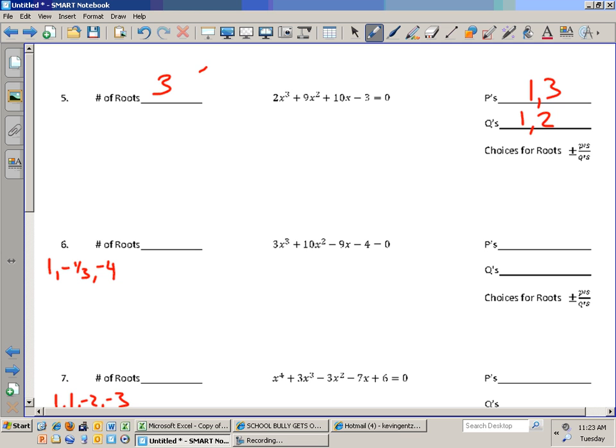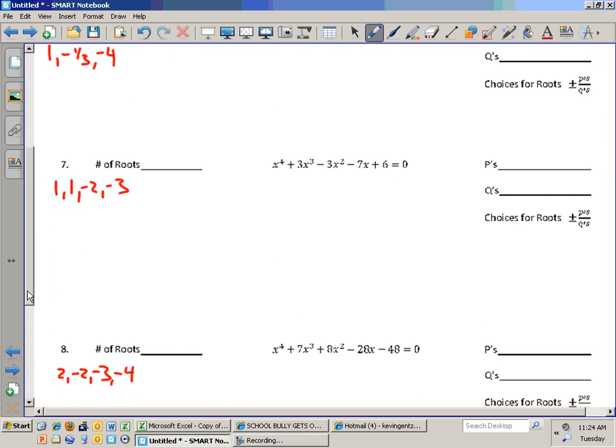So when you look for the p's over the q's, you have to divide each p by each q. So 1 divided by 1 is plus or minus 1, and then 1 divided by 2 is plus or minus 1/2. Then I move to my second p. 3 divided by 1 will be plus or minus 3, and 3 divided by 2 will be plus or minus 3/2. So those are your choices, and I want to make sure you can list your choices. It'll help you in the long run. So that's this example, okay? That'll help you work through these pieces.